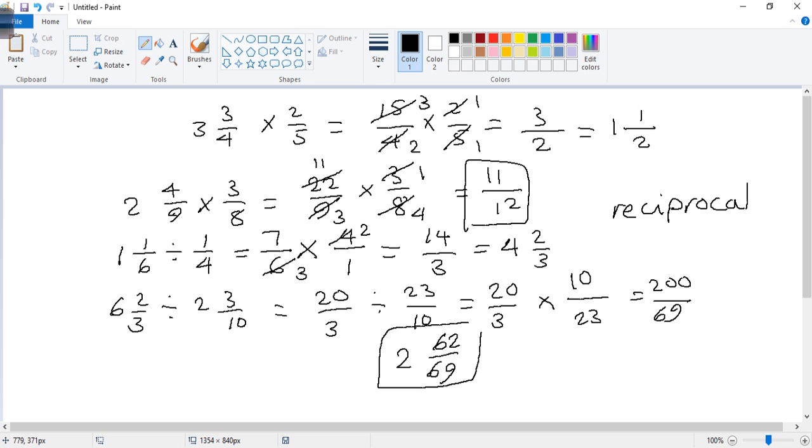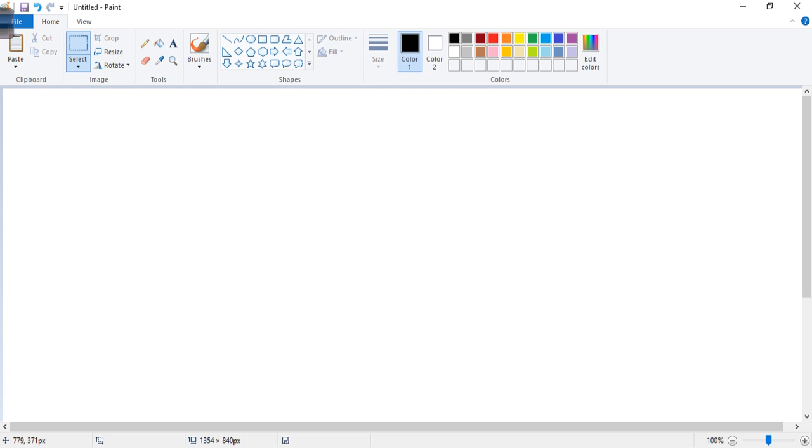Now we have only one more question to answer, quickly. Without using the calculator, write the following fraction as a recurring decimal. For example, 1 over 6. We divide 1 by 6. 6 into 1 is 0. With 0 and a decimal point, we add 0.